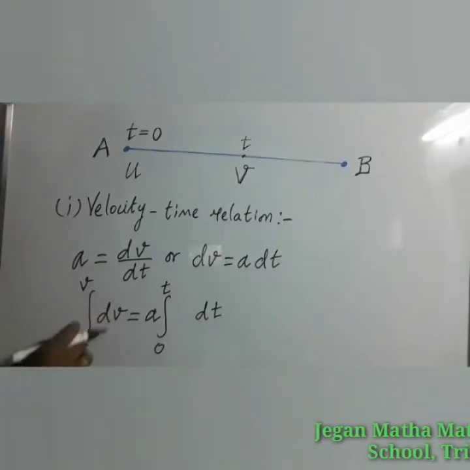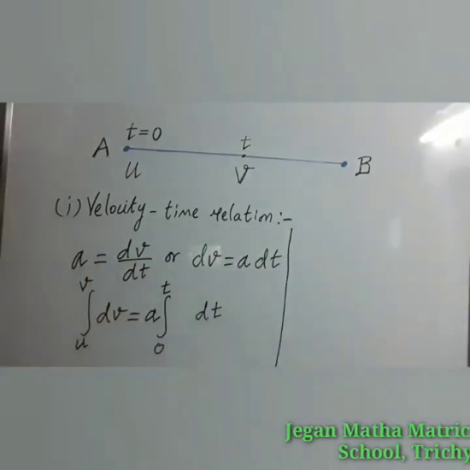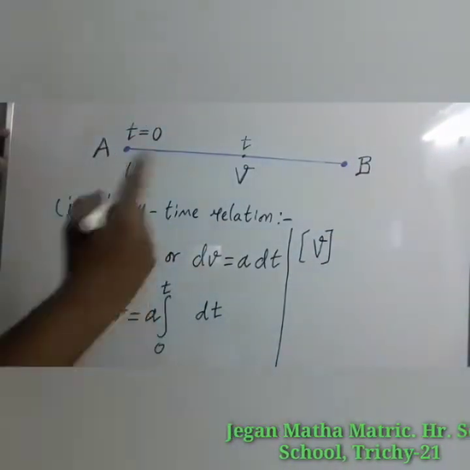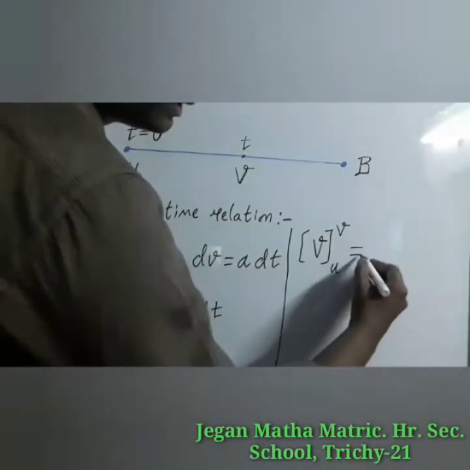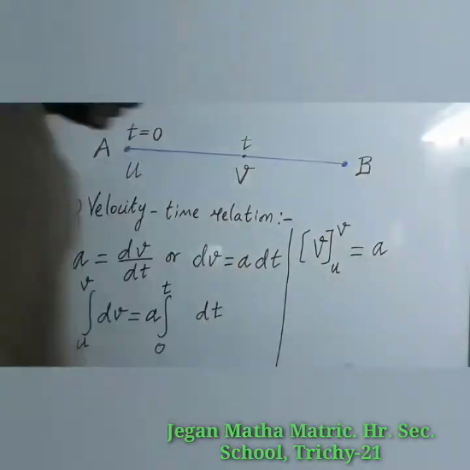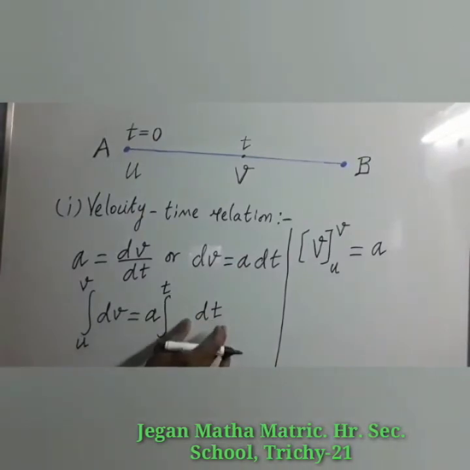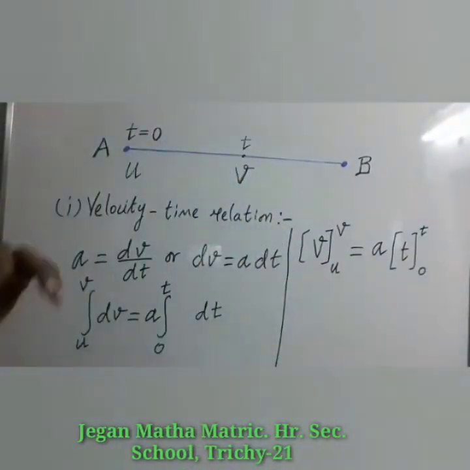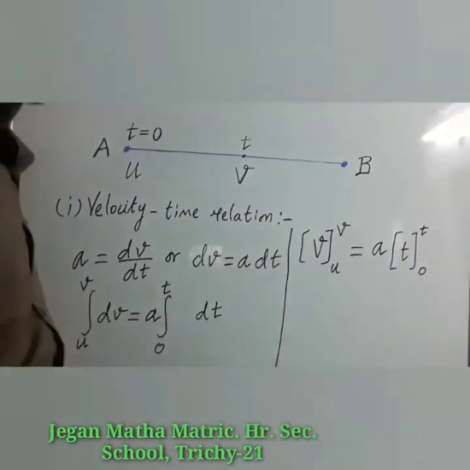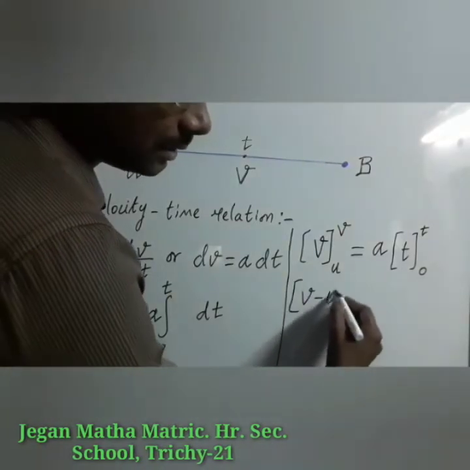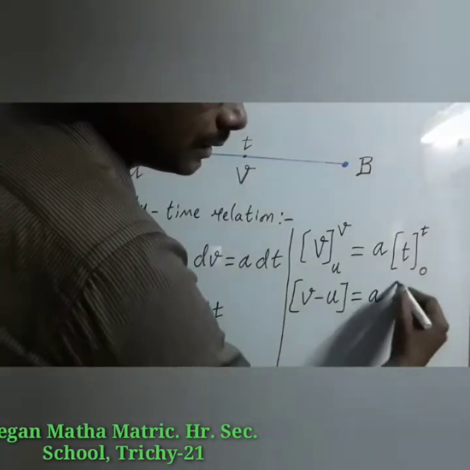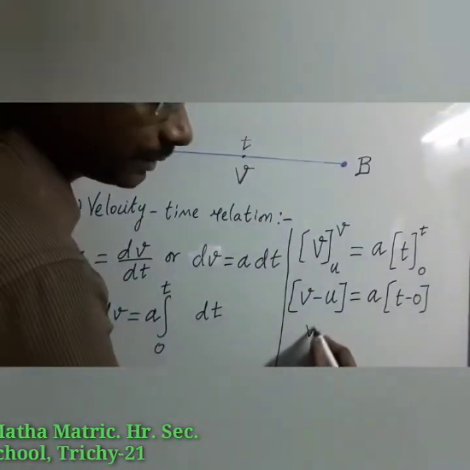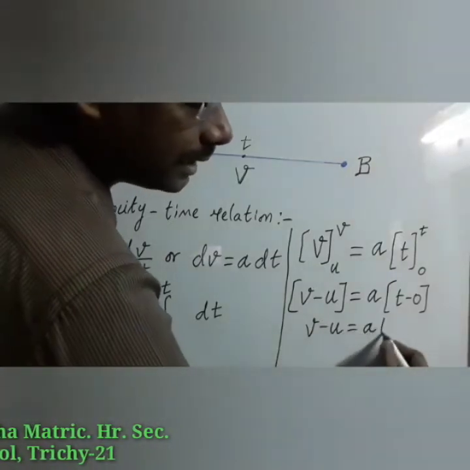Here you can integrate the dv. What will be the value? Okay, right, v. We have to apply the upper limit and lower limit. Next step we are going to apply. That is equal to, here a as it is, you have to integrate the dt. What will be the value? t. Upper limit, lower limit again. The next step, upper limit minus lower limit. v minus u is equal to a within a bracket t minus 0. So simply you can write v minus u is equal to at.